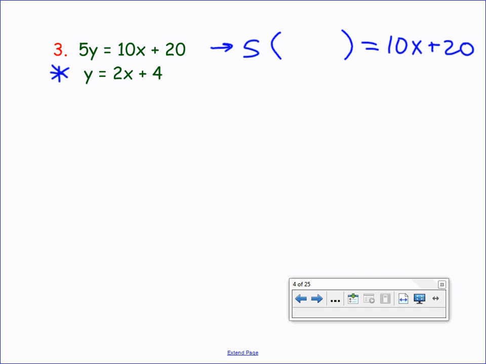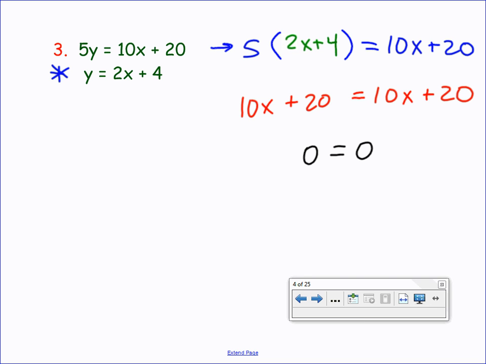In for y, I'm going to put 2x plus 4, because that's what y equals. Distributing, I produce 10x plus 20 equals 10x plus 20. And by golly, if I were to add or subtract, get all the x's on one side, and everything else on the other, I would get 0 equals 0. And again, I'm running into a special situation, right? What's going on here? So is this equation sometimes true, always true, or never true?